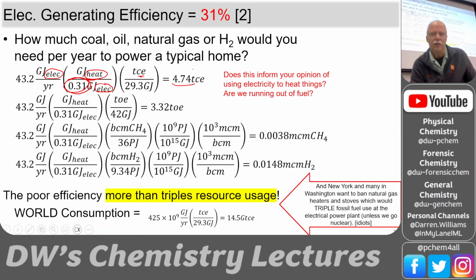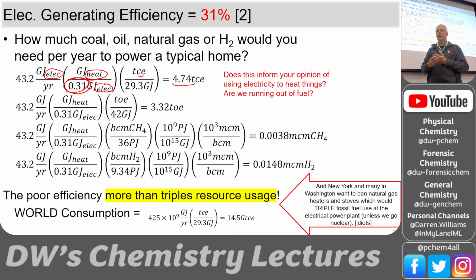So I asked you the question, does this inform your opinion of using electricity to heat things? If you go in your house, in my house, we've got an electric water heater, we've got an electric stove, and electric heating for the house, okay? And yet we could have had a natural gas heater, a natural gas stove, a natural gas water heater. By going with electricity and generating the electricity with a fossil fuel, we've more than tripled the amount of fossil fuel we've used.